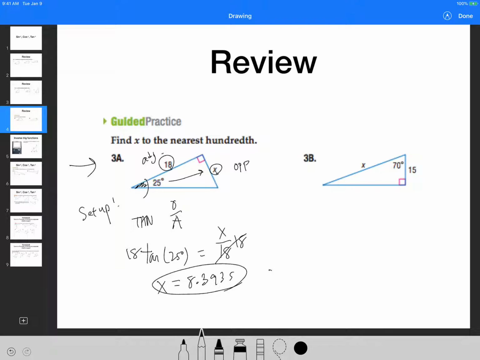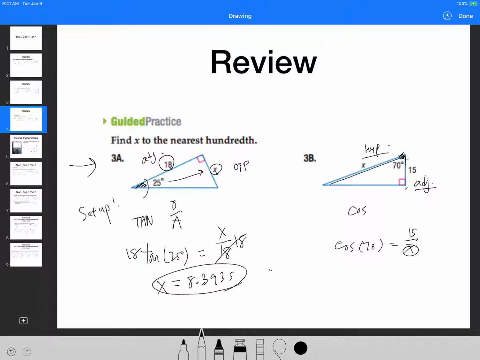Next one, 3b, you have an angle here. In respect to this angle, 15 should be adjacent, x should be hypotenuse. The trig function that uses adjacent and hypotenuse is cosine, so cosine of 70 is equal to 15 over x.